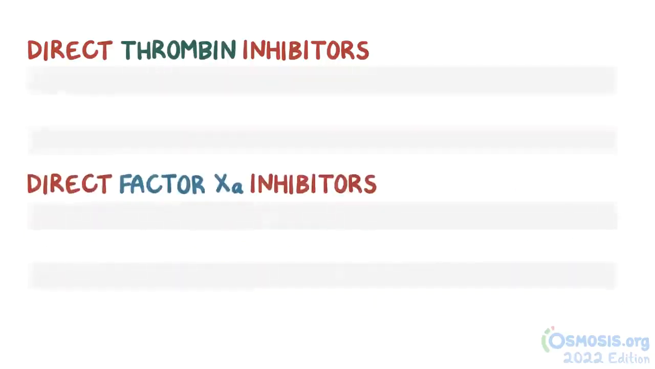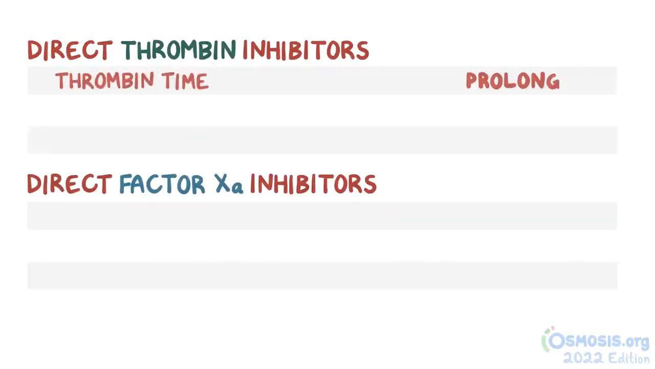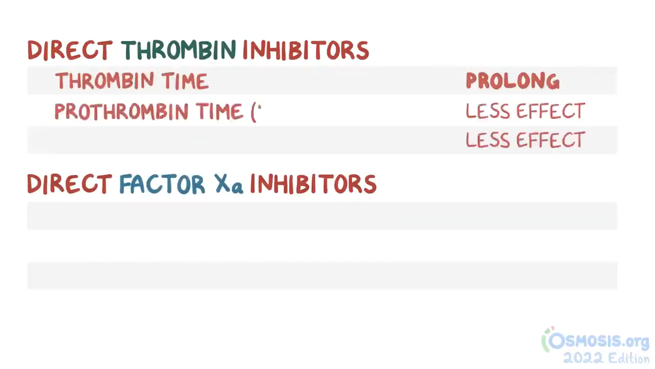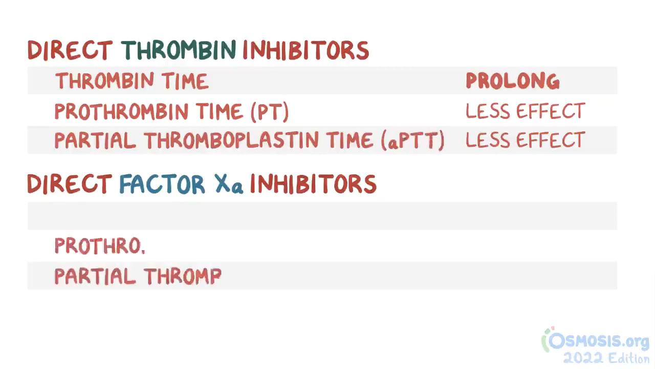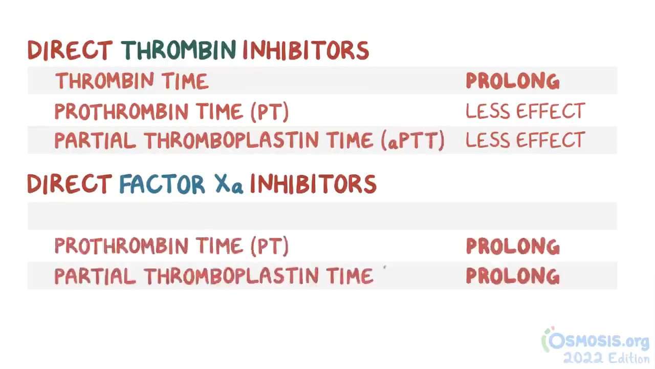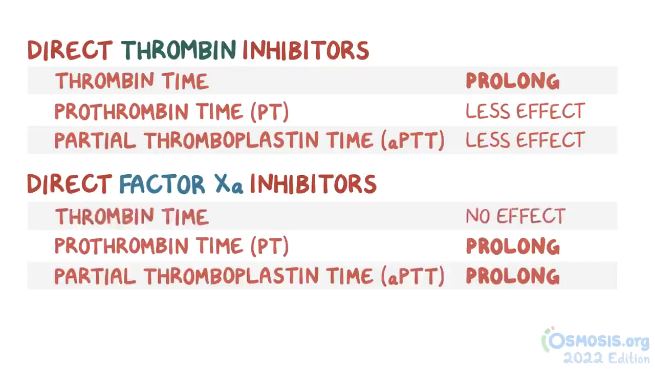Now, in terms of laboratory parameters, direct thrombin inhibitors prolong thrombin time and have less effect on prothrombin time, or PT, which assesses the extrinsic and common coagulation pathways, and partial thromboplastin time, or APTT, that assesses the intrinsic and common coagulation pathways. Direct factor 10A inhibitors prolong both PT and APTT, but have no effect on thrombin time. However, both classes of direct factor inhibitors do not require routine monitoring.